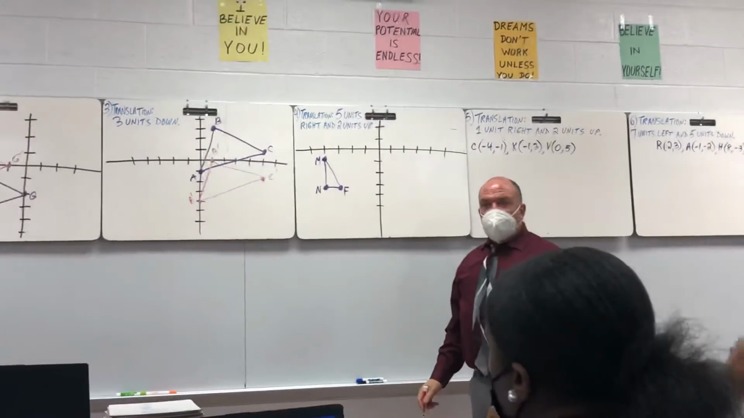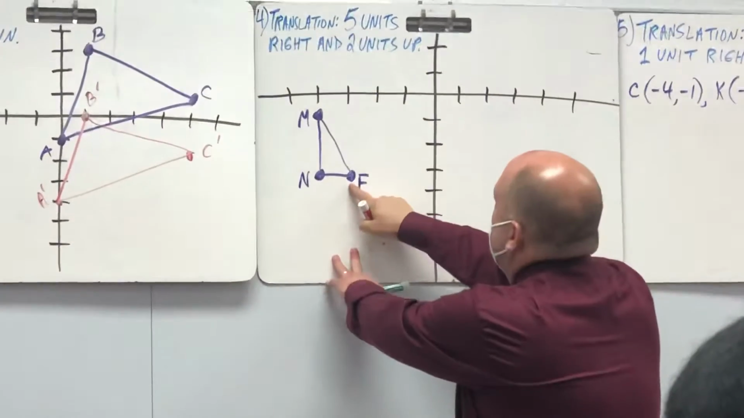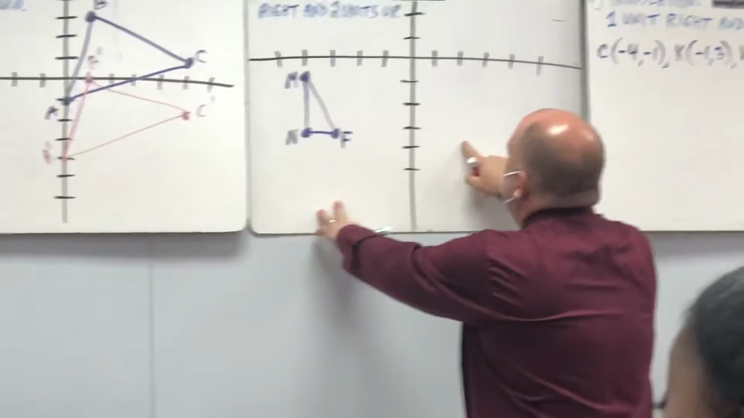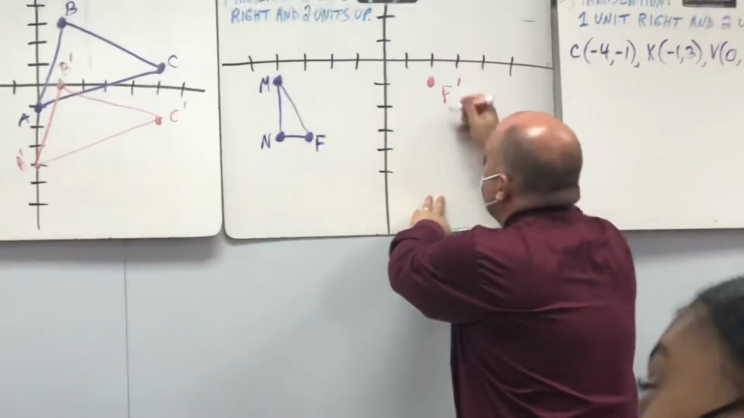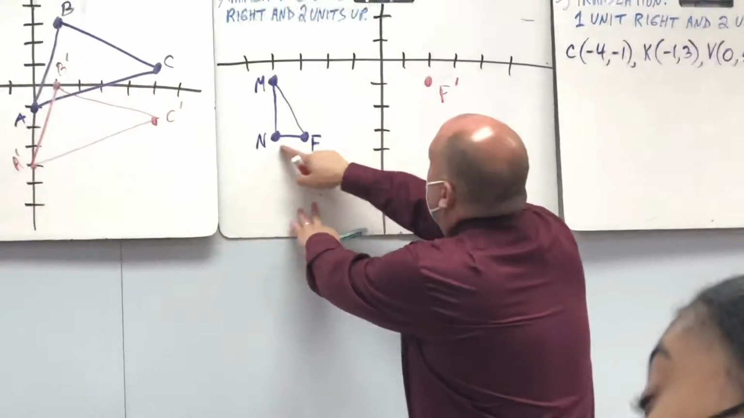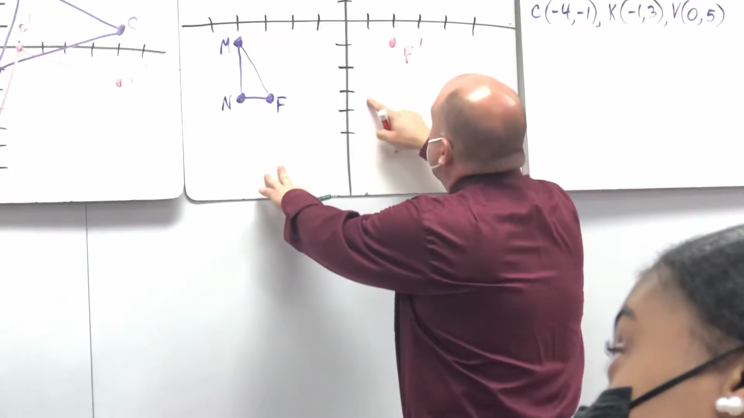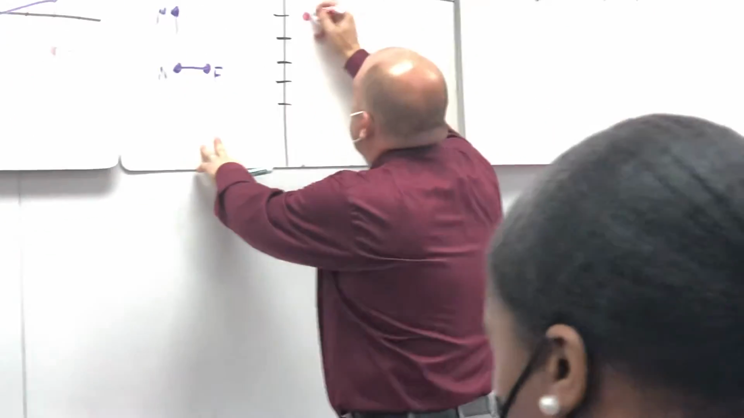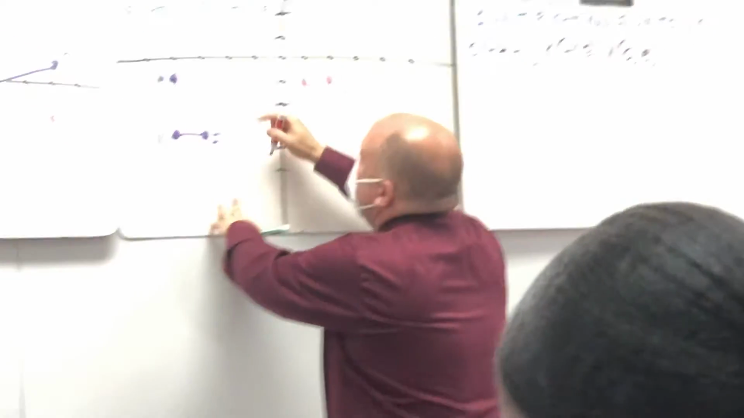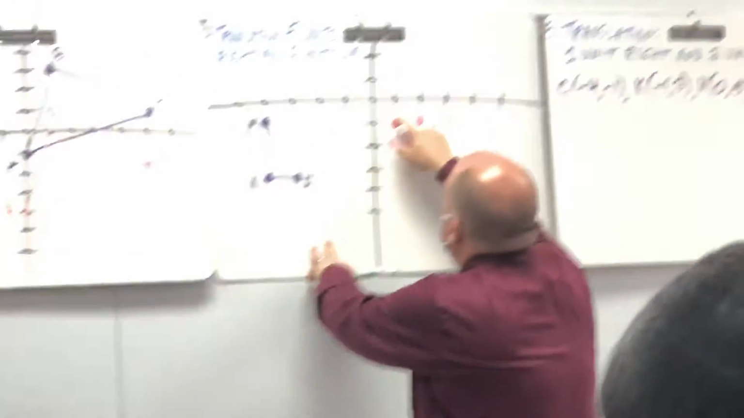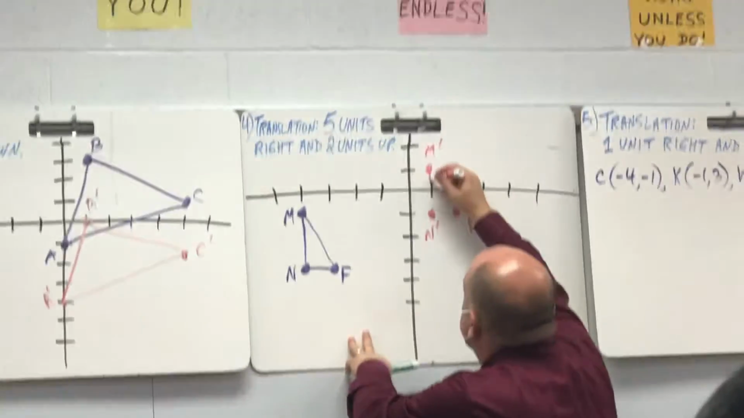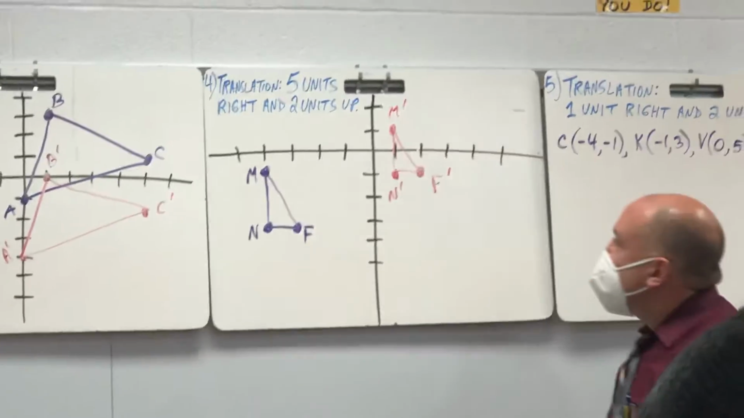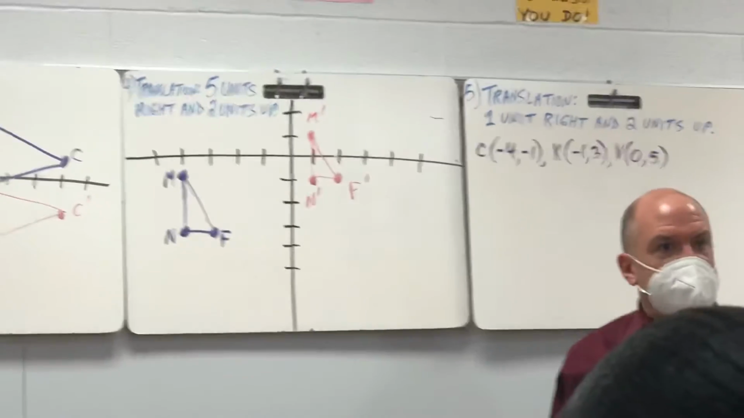5 units right and 2 units up. F. 1, 2, 3, 4, 5. 2 units up. 1, 2. Boom. F prime. N. 1, 2, 3, 4, 5. 1, 2. Boom. N prime. M. 1, 2, 3, 4, 5. 1, 2. Boom. M prime. Translation. Not so painful, right? Okay?